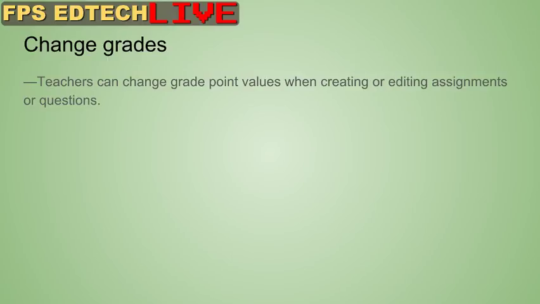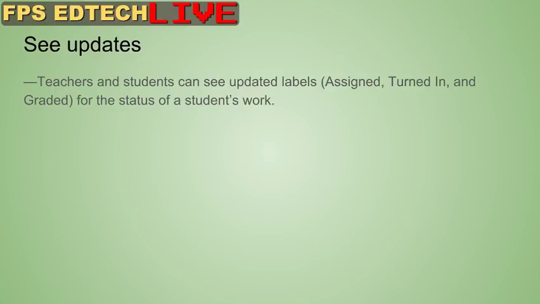You can change grade point values when creating or editing assignments or questions. So that's just a streamlined thing that you used to have to go into a different place to do, and that's all in one place now. You can see updates, so as things happen in the classroom, such as things getting turned in or getting a grade, there will be updates sent into the stream for those students. They will see that stuff happening when it happens in your Google Classroom. Okay, so those are the big updates.